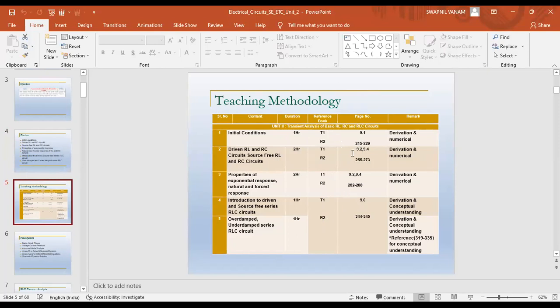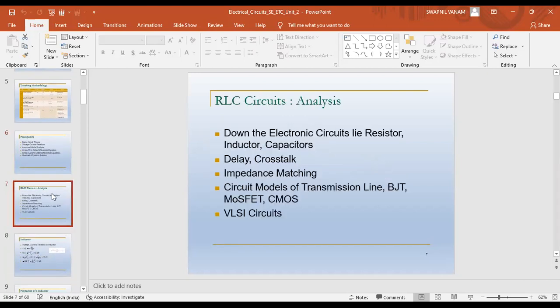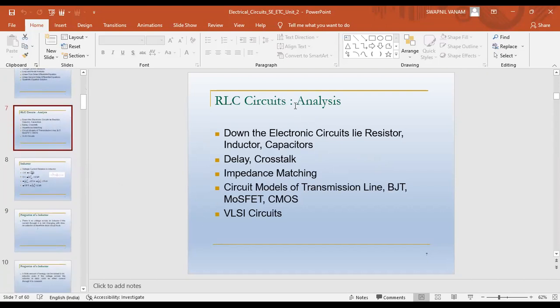These are the teaching methodologies that we are going to adopt for this unit. Before we go further, we must know the basics: basic circuit theory, voltage-current relationships, that is Ohm's law, KVL, KCL, loop analysis, and node analysis. Also the first order and second order differential equations that you have already gone through in your M1 and M2. Next, where RLC circuit analysis is required and where we are going to apply it.